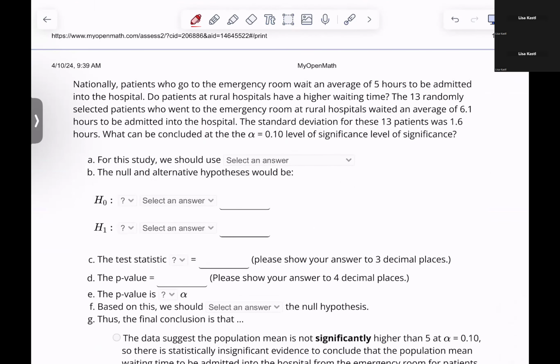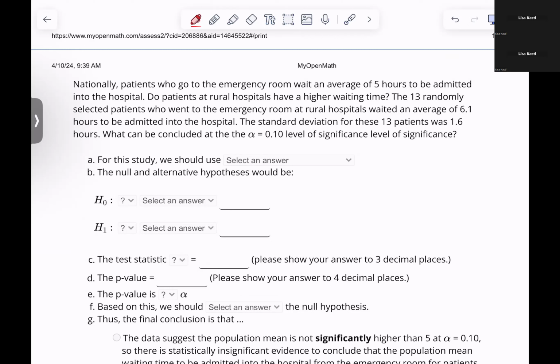Nationally, patients who go to the emergency room wait on average, so some kind of mean, correct, of 5 hours to be admitted into the hospitals. Do patients at, oh, so now we're not comparing 2 hospitals, we're comparing rural hospitals to this waiting time, aren't we? Do patients at rural hospitals have a higher waiting time? The 13 randomly selected patients who went to the emergency room at rural hospitals waited an average of 6.1 hours to be admitted to the hospital. The standard deviation for this was 1.6 hours. What can be concluded at an alpha equals 0.1?